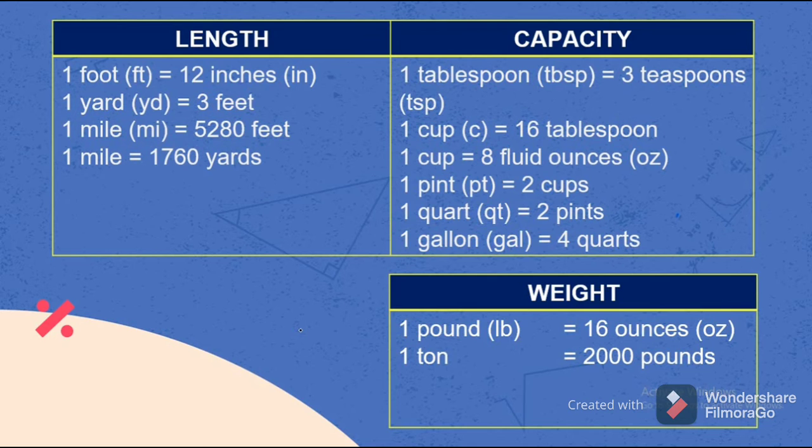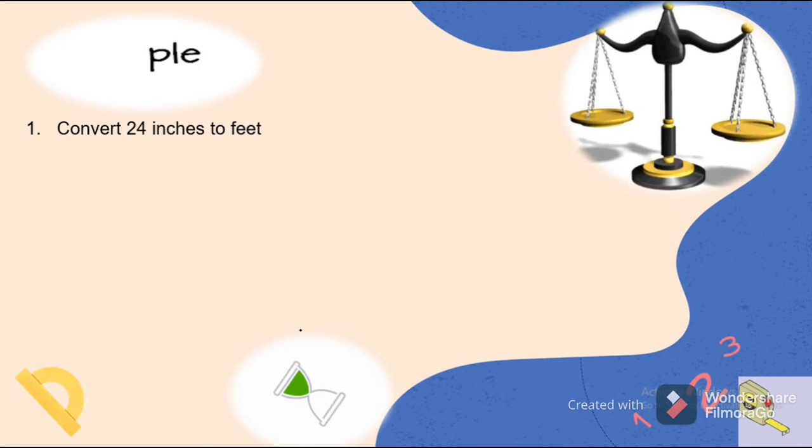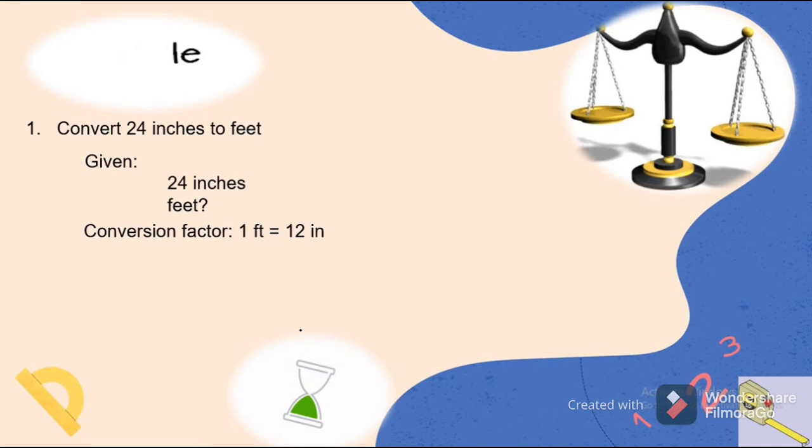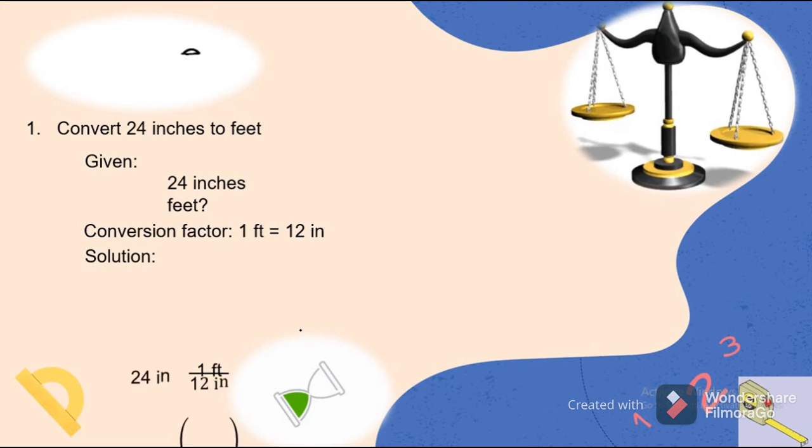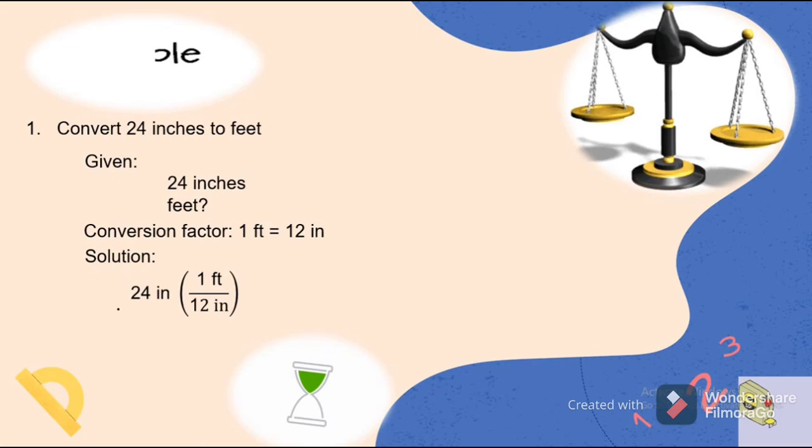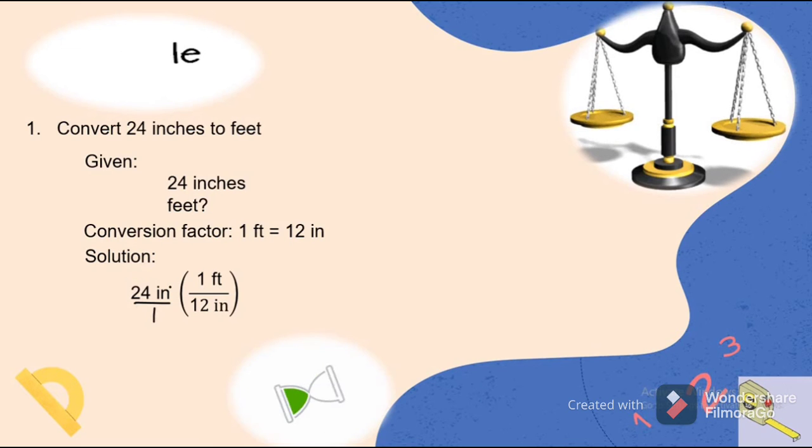Okay, let's work on an example. Convert 24 inches to feet. So let's start with the given. We have 24 inches and we need to convert 24 inches to feet. For the conversion factor, we will use 1 foot is equal to 12 inches. So for the solution, we have 24 inches over 1 multiplied by a fraction, 1 foot over 12 inches, then cancel out inches.